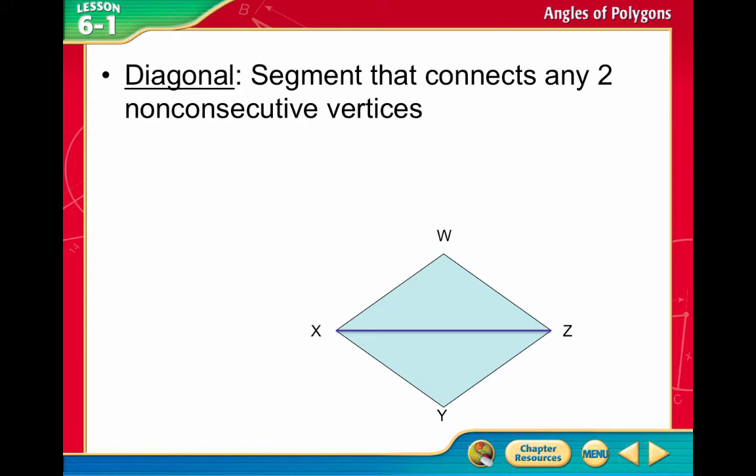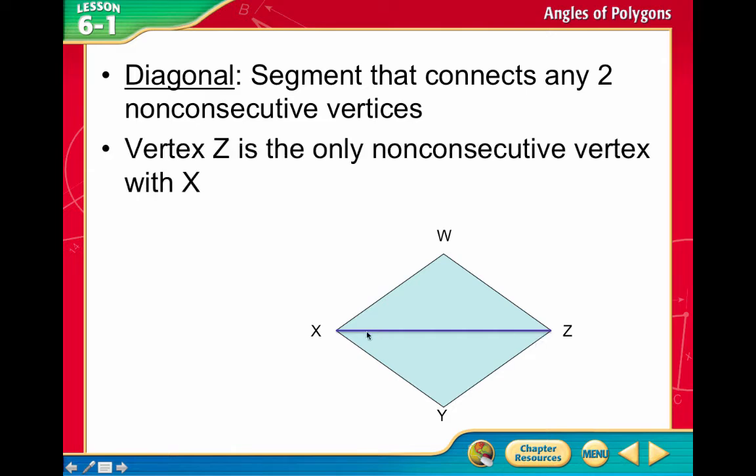So here we've got a picture of a polygon XYZW, and we're going to describe diagonals. We have to draw a segment between two non-consecutive vertices, and it's really important that non-consecutive means they are not side by side. So if you notice here, we have segment XZ, and these two angles are not side by side, so that's why we can connect them.